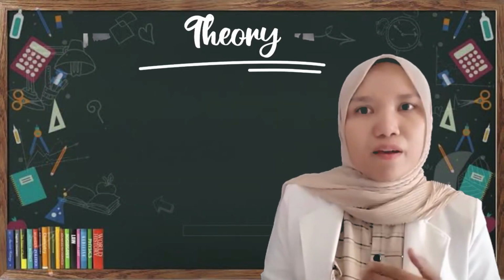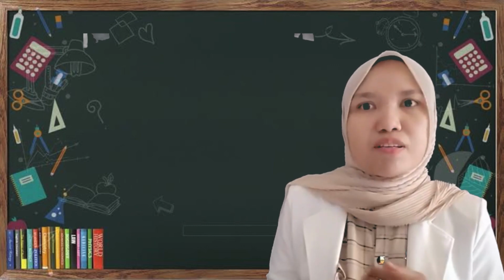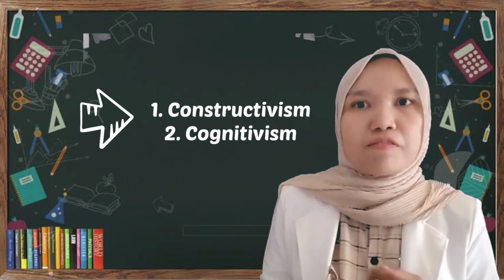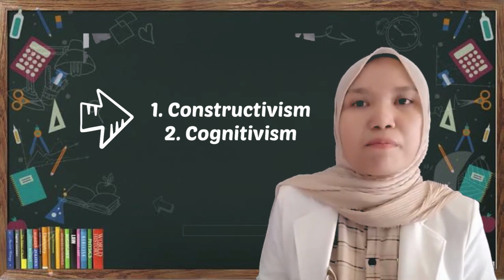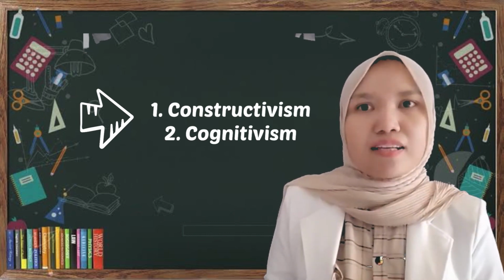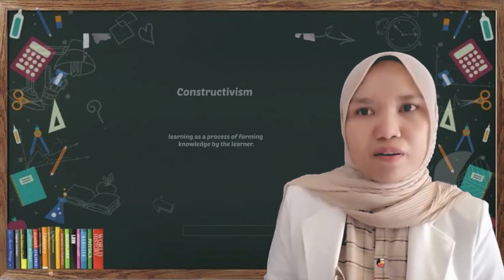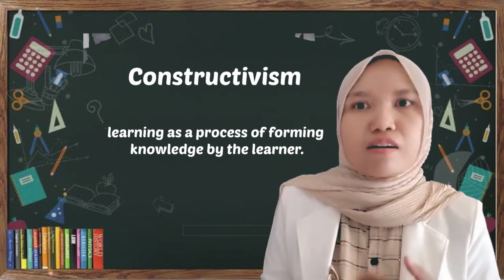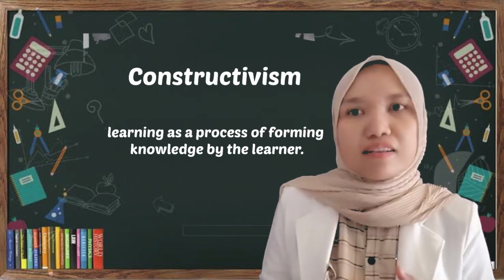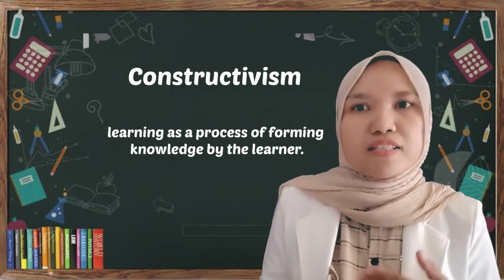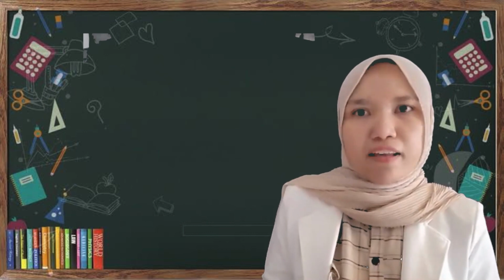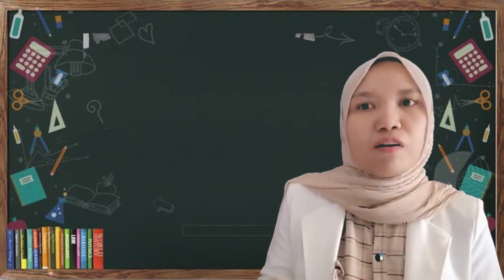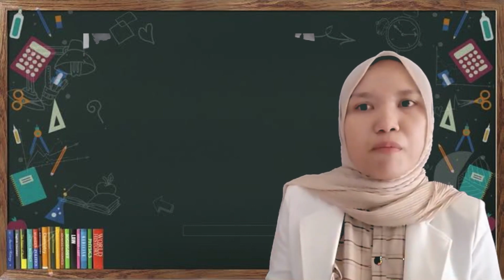There are some learning theories that can be used to teach visual learners. They are constructivism and cognitivism theory. The first one is constructivism theory. This theory understands learning as a process of forming knowledge by the learner. Knowledge cannot be simply transferred from the brain of a teacher to the students. The process of forming knowledge must be carried out by them.